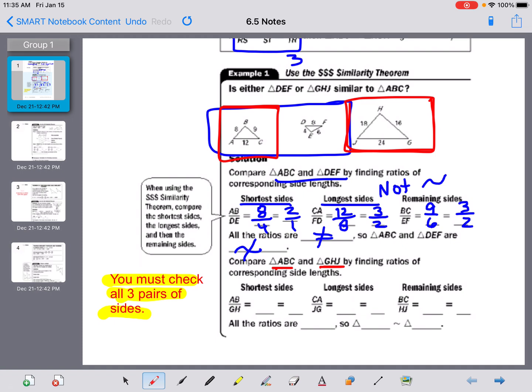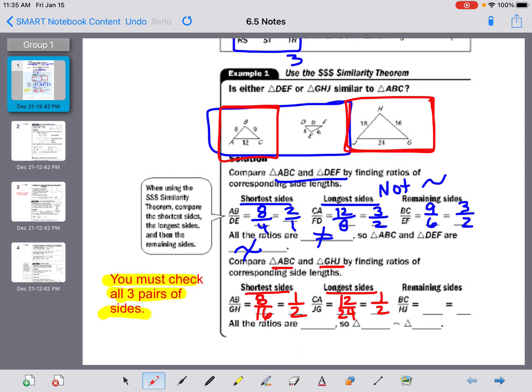Leaving the middle one alone and just looking at the first two. Once again, I'm going to go shortest sides. On ABC, my shortest side was 8. And on GHJ, my shortest side is 16. I can divide both by 8, and I get 1 over 2. I go to CA for my longest side on ABC, which is 12. My longest side on GHJ is 24. Divide both by 12 to reduce it, and I get 1 over 2. So far, so good. I'm going to check my remaining sides.